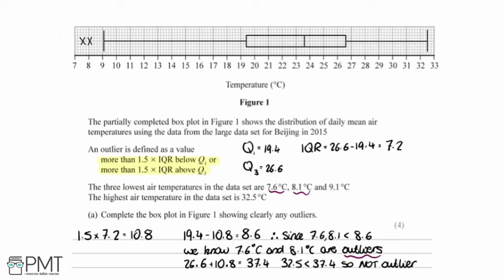And that's great, we completed part A. We've successfully drawn the completed box plot and clearly showed any outliers. So we get our first mark here for successfully working out the interquartile range. We get our second mark here for working out this 8.6 value, which allows us to deduce which values are outliers and which aren't outliers. And then we get the rest of the marks for actually plotting the box plot. So we get one for doing the upper whisker here at 32.5. We get another one for doing the lower whisker here at 9.1. Then we get the fourth and final mark for getting both of these outliers here.